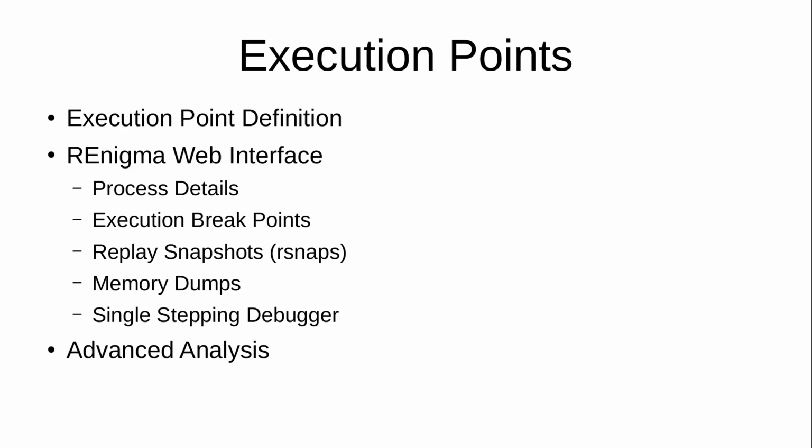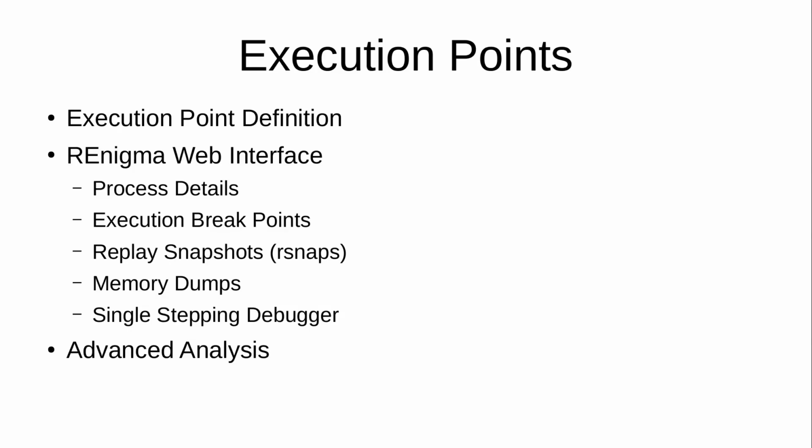During recording, REnigma captures the full behavior of the execution in a way that can be fully replayed later. An execution point is a vector of 4 numbers and represents a precise time during a recording. An execution point refers to the system state in between instruction commits. It is an unambiguous reference to the entire CPU and memory state at that time.